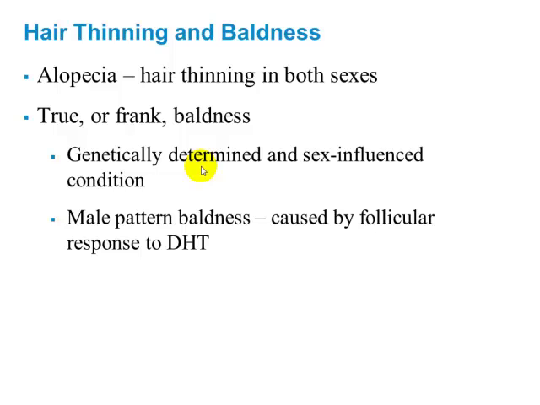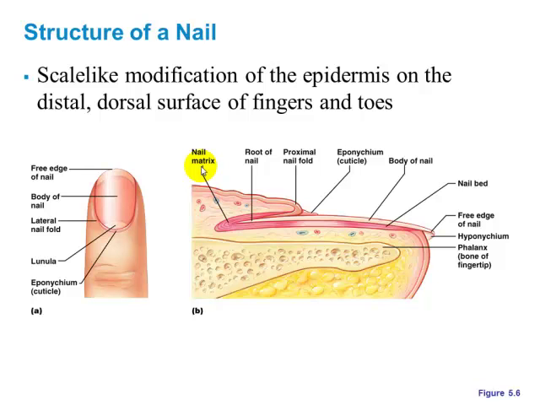That male pattern baldness is caused by a follicular response to DHT. DHT is a type of androgen. It's a form of testosterone. So males that have high testosterone levels, if they have the genetic predisposition to this male pattern baldness, tend to experience it earlier in life. All right, so that finishes up hair.